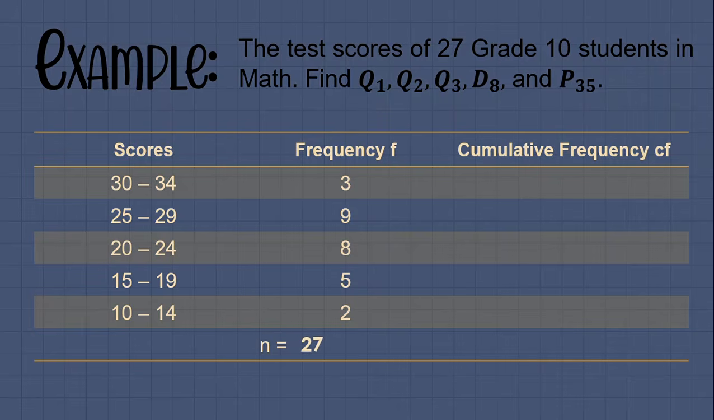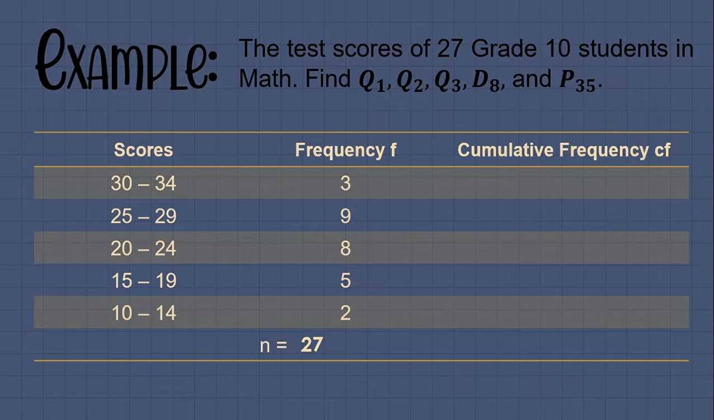Now, as you can see, we have a group data. What does a frequency mean? For example, we have 10 to 14, we have the frequency 2. And these are the test scores of 27 grade 10 students in math. It means that 2 students get a score between 10 to 14. And you have to take note that each group of scores must have the same interval.